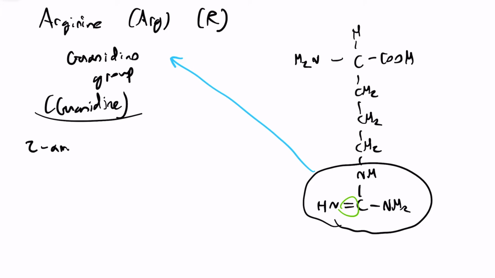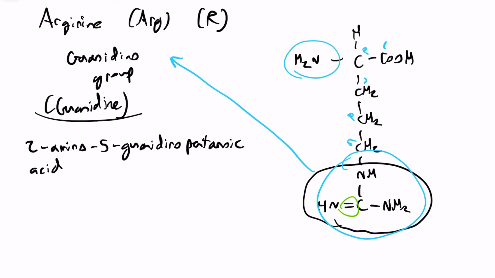So its IUPAC name for arginine is 2-amino 5-guanidino pentanoic acid. Okay, so 1, 2, 3, 4, 5, so pentanoic. And then on the 5th carbon, there is the guanidino group, and on the 2nd one is the amine group. Okay, so it's got a pKa of about 12.5. So at physiological pHs, it's going to be positively charged. It's going to gain a proton on that guanidino group.